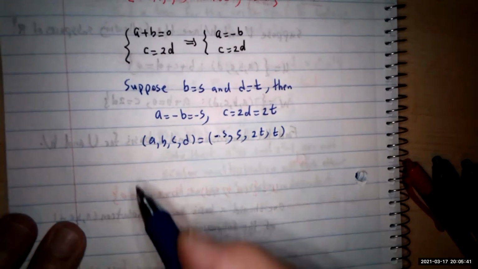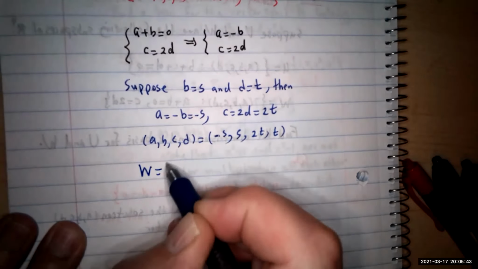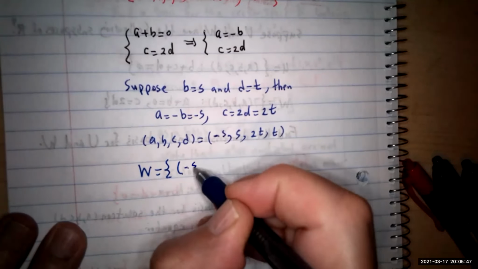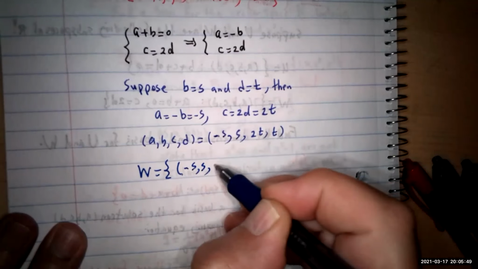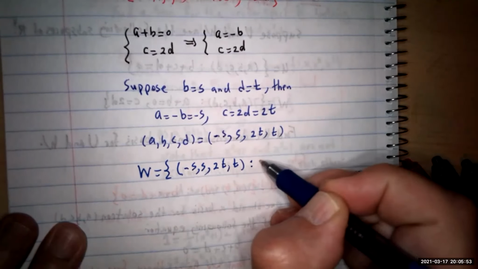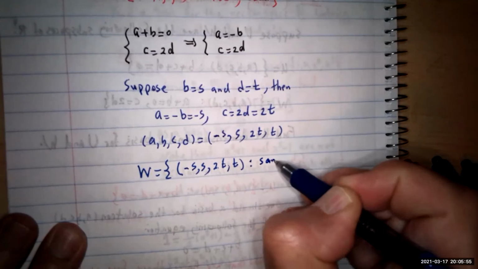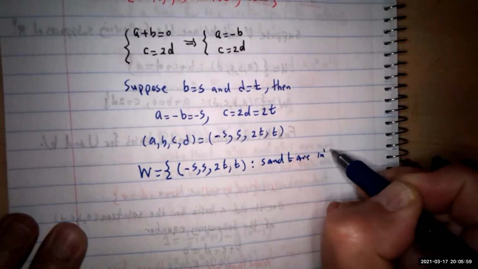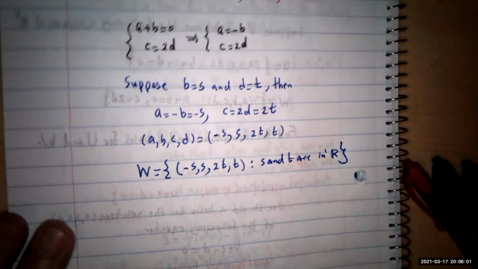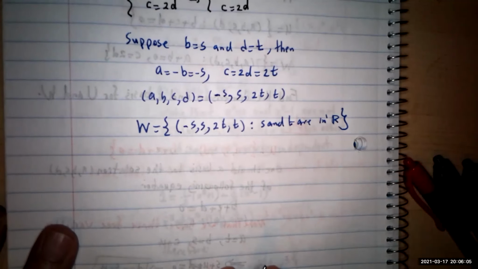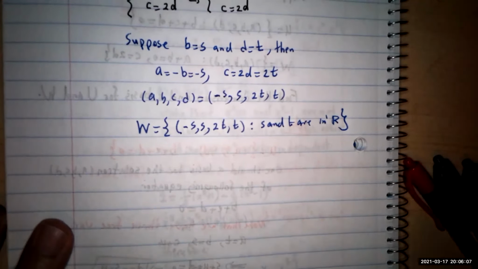Okay, so your W is what? So the W will be of this format, of the form (-S, S, 2T, T), where S and T are numbers in R. Okay, so you should be able to expand this subspace with two vectors.